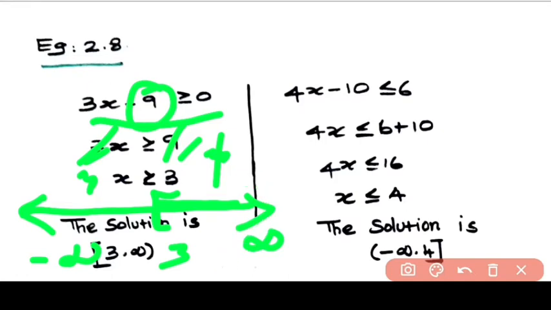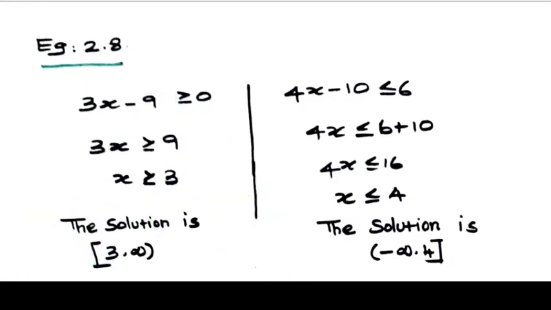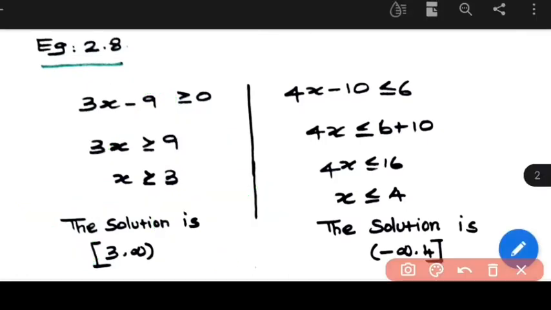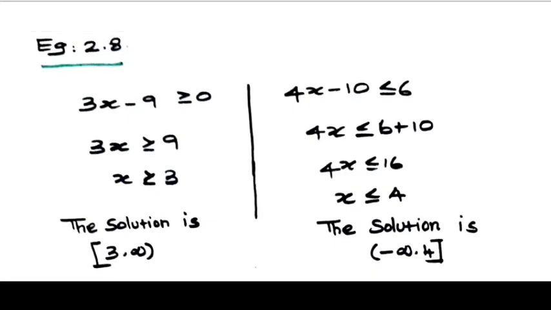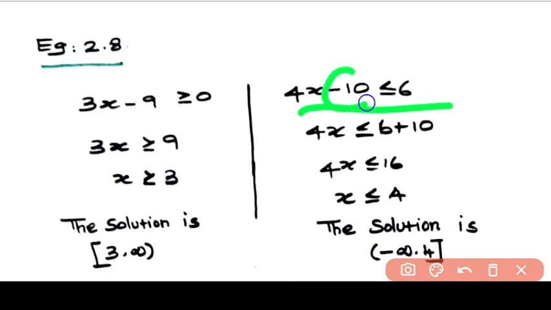Next, the second inequality is 4x minus 10 is less than or equal to 6. Same transformation: adding 10 to both sides, 4x is less than or equal to 6 plus 10, so 4x is less than or equal to 16. Dividing both sides by 4, x is less than or equal to 4.